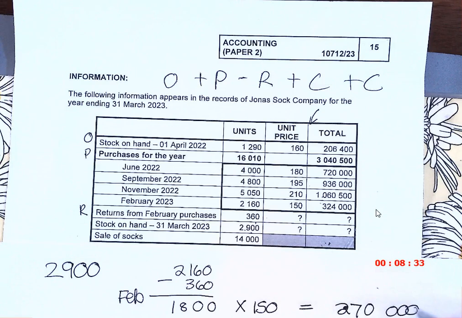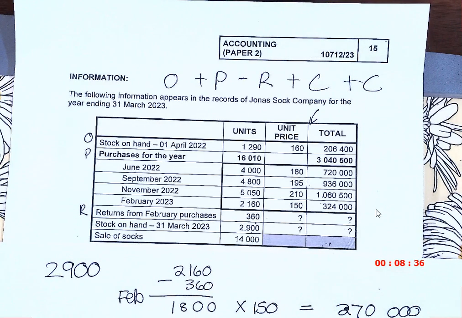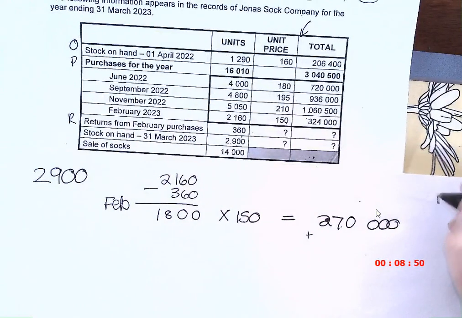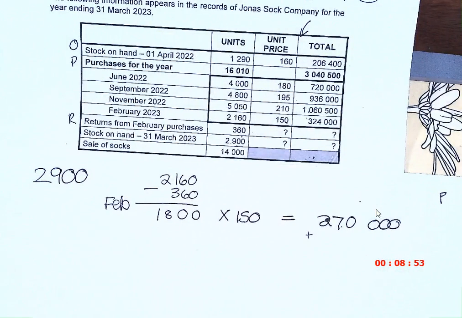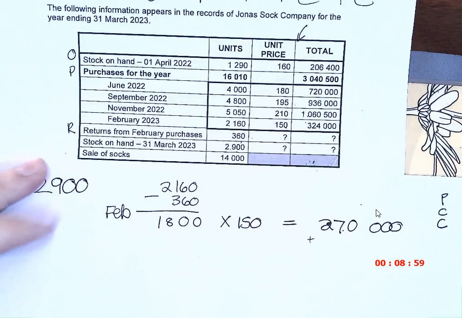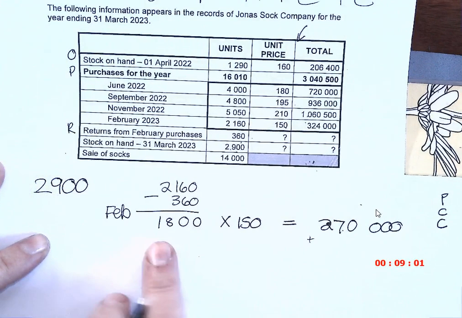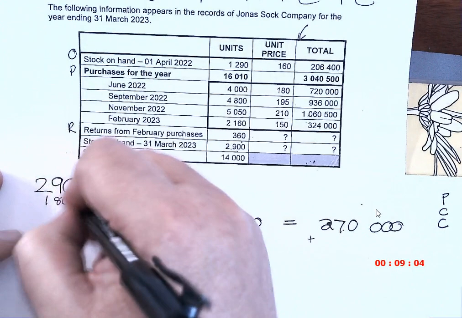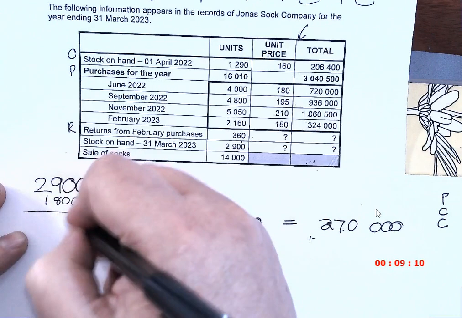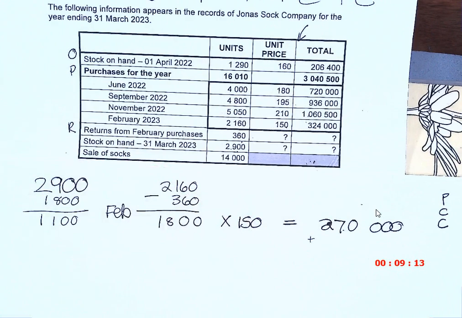Now, if there was carriage or customs, I would have to add it here to the 270, because the price of what I buy is constituted by the original purchase price, the carriage and the customs. But in this case there's nothing. Now I see, okay, I have valued 1,800 units at that amount. So I still need to value 1,100. Everybody fine with that?